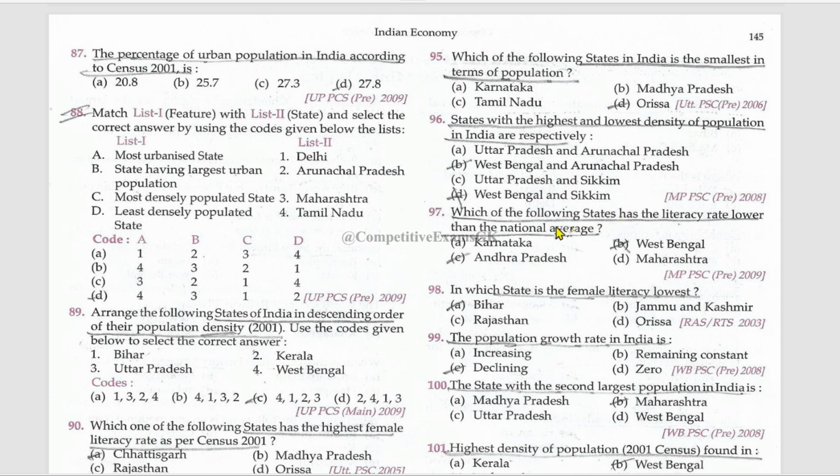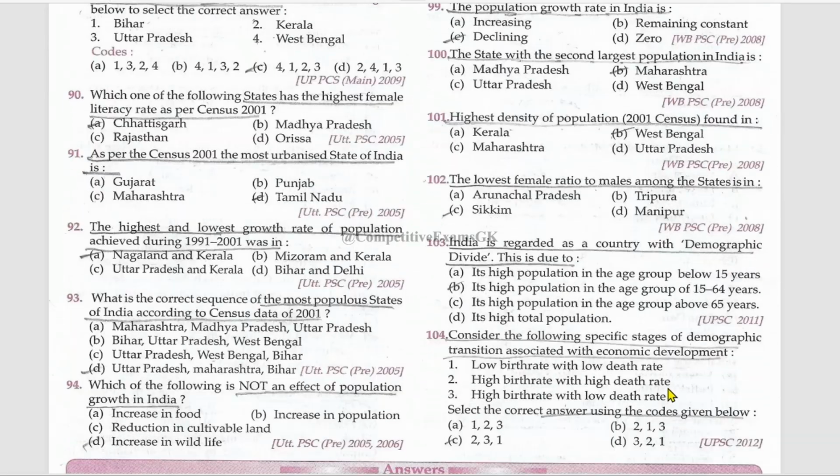He asked about density, okay. Which of the following states has the literacy rate lower than the national average? That is Andhra Pradesh. In which state is the female literacy rate lowest? That is Rajasthan. The population growth rate in India is declining. The state with the second largest population in India is Maharashtra. Highest density population is found in West Bengal. The lowest female ratio to males among the states is in Sikkim.